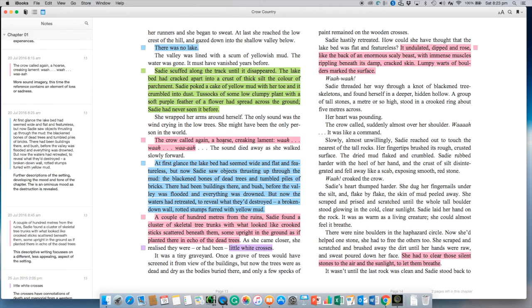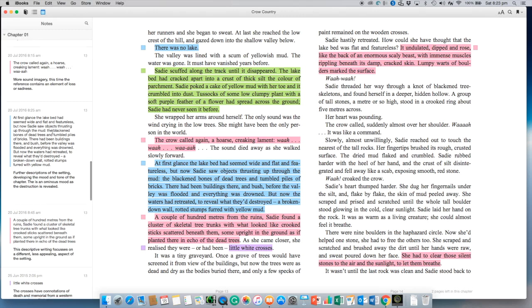"The crow called again, hoarse creaking lament of wah, wah, wah." More of that sound imagery, and it filters in through so much of this text.